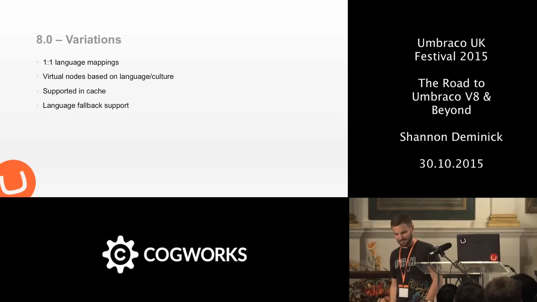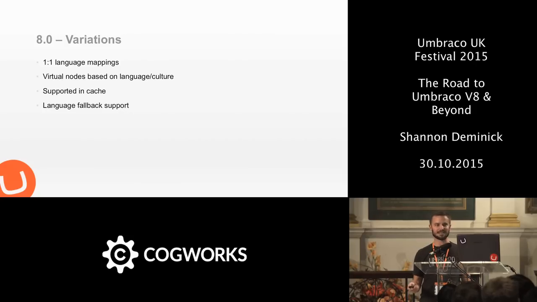The next one is called variations. Again, we talked about this 2 years ago, and we can't get it into 7.x because of the breaking changes. Until then, there's things like Vorto and other things that try to fix the one-to-one language mappings.